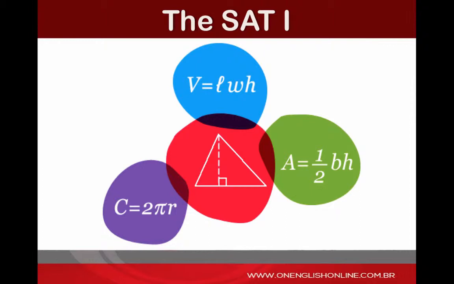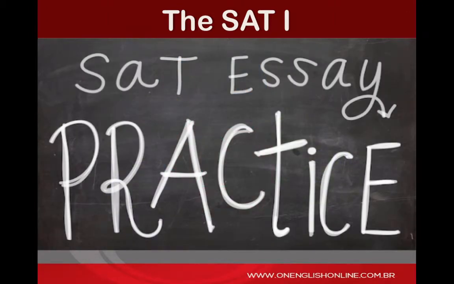Each major section is divided into three parts. There are 10 subsections, including an additional 25-minute experimental or equating section that may be in any of the three major sections. The experimental section is used to normalize questions for future administrations of the SAT and does not count toward the final score. It is believed that the most difficult aspect of SAT 1 is timing.